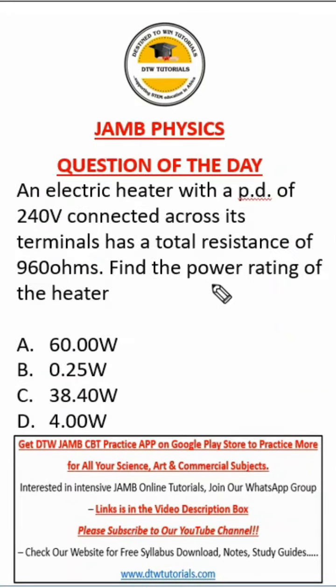Thermionic. You can get this JAMB physics question. It says an electric heater with PD, meaning potential difference, that's voltage, of 240 volts connected across its terminals, has a total resistance of 960 ohms. That's resistance. Find the power rating of the heater. Remember the formula for power? I hope you remember. It is P equals V squared over R. This is when we have V and R, or sometimes when you don't have V, it is P equals I squared R, that's current and resistance.